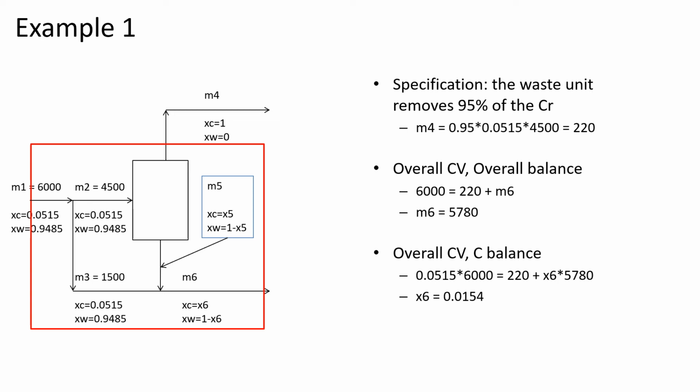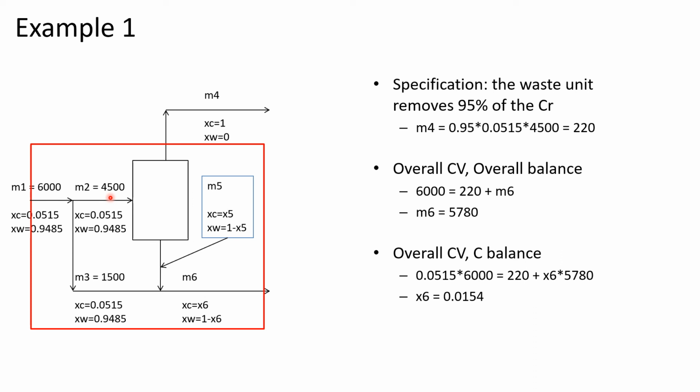The problem statement includes the sentence that the waste unit removes 95% of the chromium in the feed to it. So let's calculate the total feed rate of chromium to the waste unit, and then we'll take 95% of it. That 95% will be the amount of chromium that leaves in stream M4. That will be the flow rate of M4.